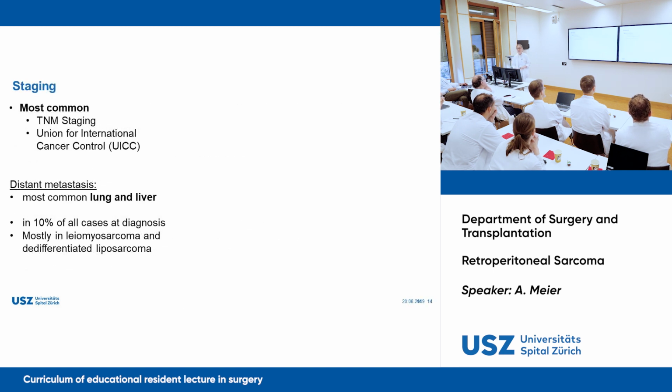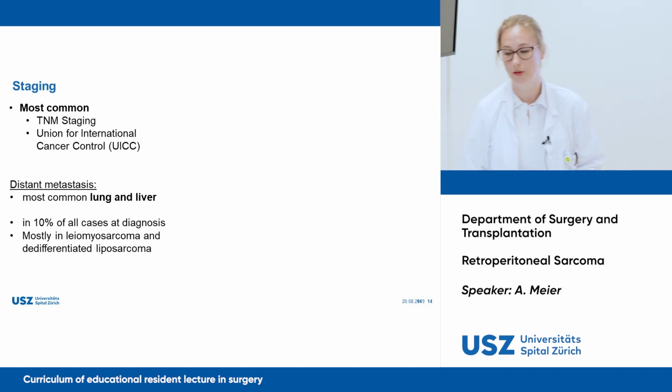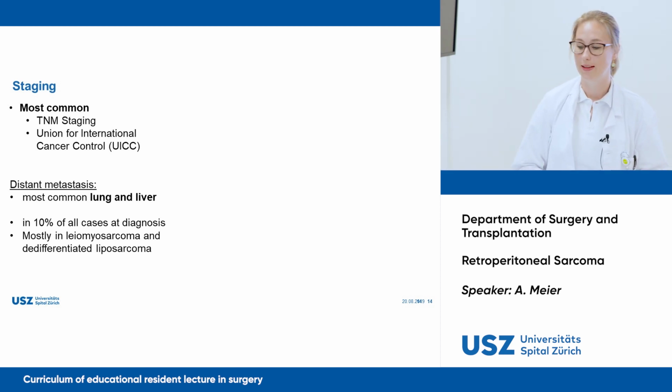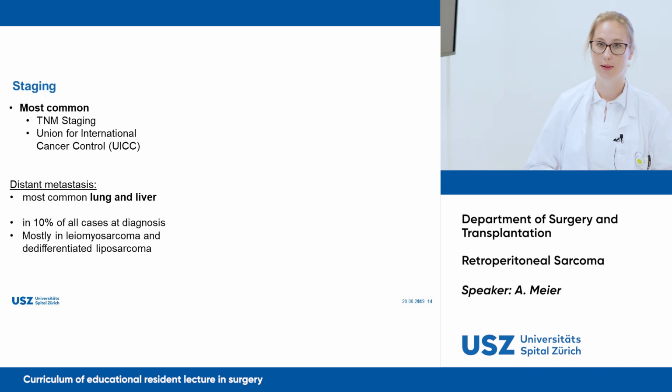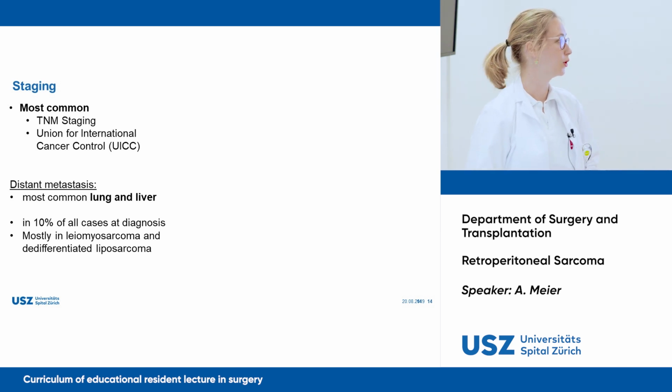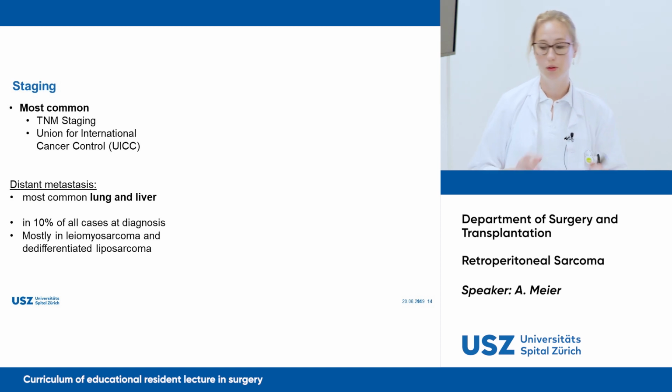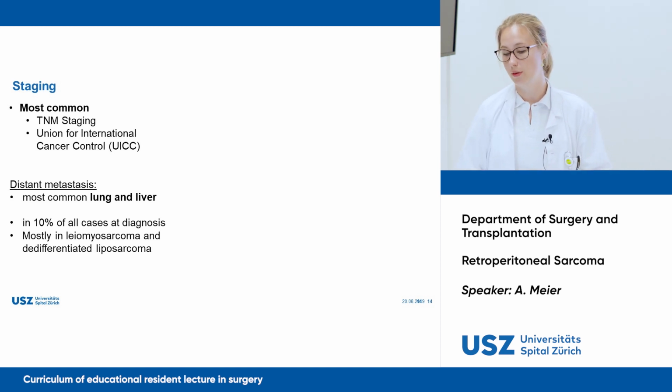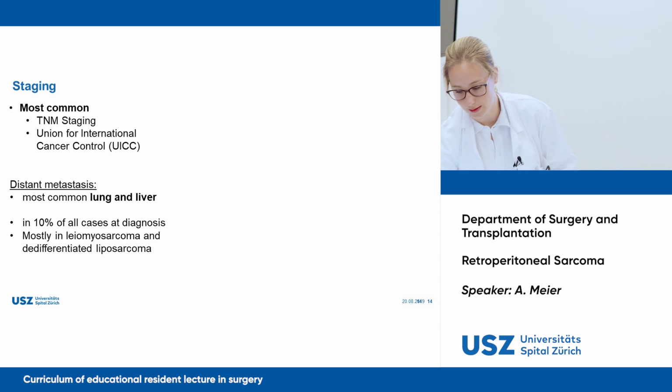Staging of these tumors is most common. We all know the TNM staging and the Union for International Cancer Control. We have to look for distant metastasis, most common in lung and liver. And in 10% of all these cases, we have the metastasis at the time we diagnose the tumor. Mostly, metastasis occurs with the leiomyosarcoma and the dedifferentiated liposarcoma.